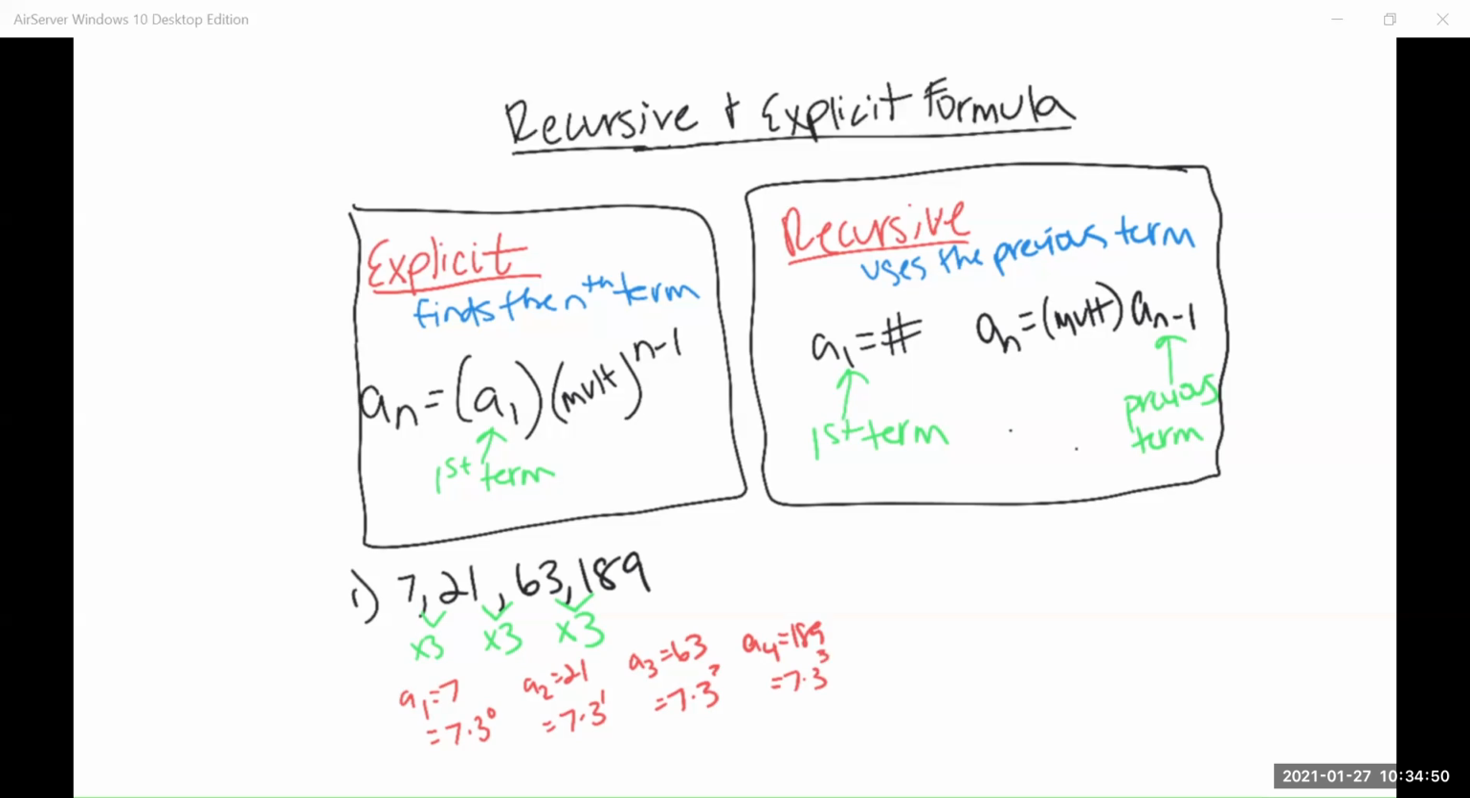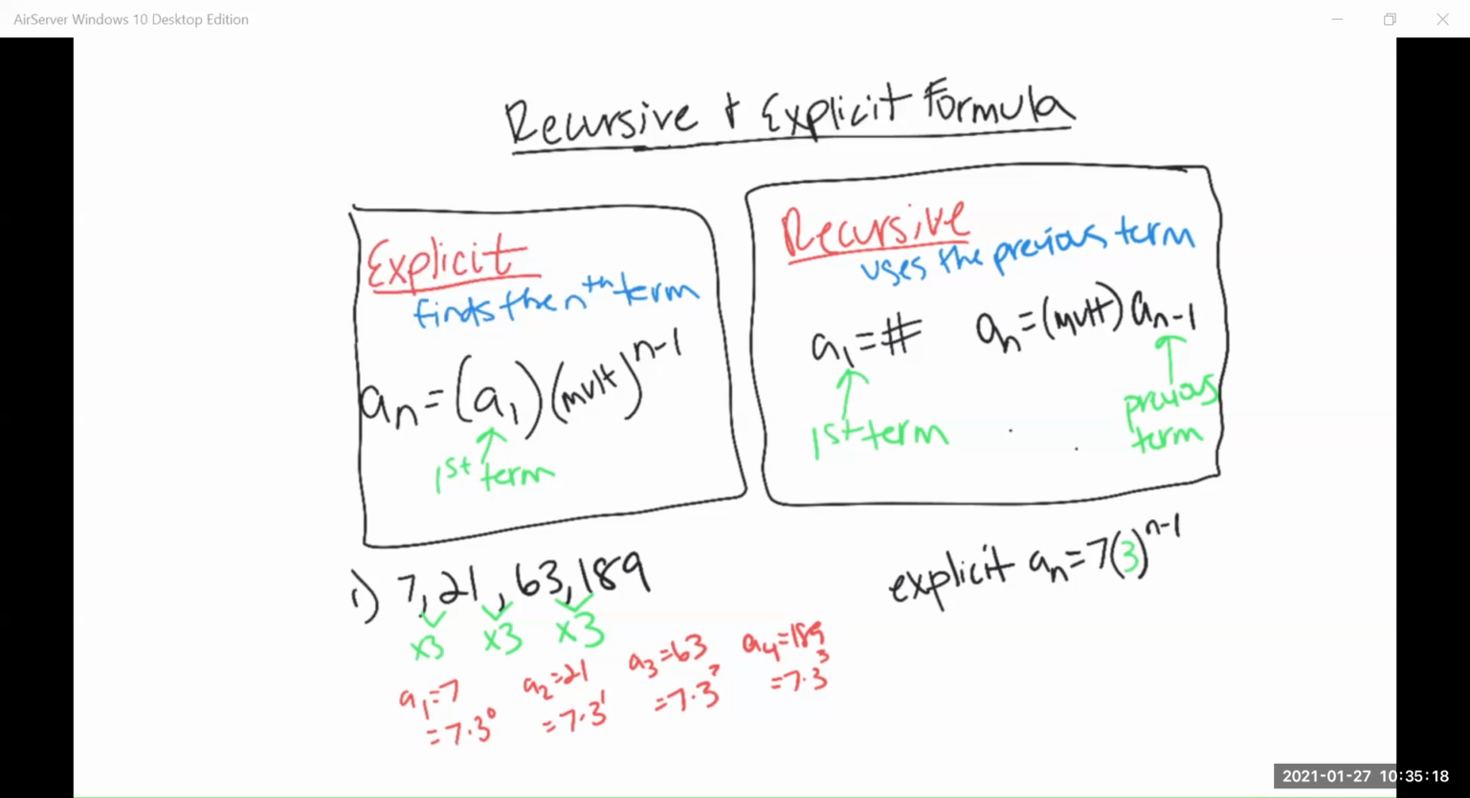So explicit formula, again, if I want to find the 100th term, if I list out 100 numbers, it might take me a while. So I want just one formula that I can plug in 100 and find the answer. So if I look at my basic form, I'm going to start by writing my first term. Well, what's my first term? My first term is 7. And what is my multiplier? Well, I'm multiplying by 3, right? And it's raised to the n minus 1.